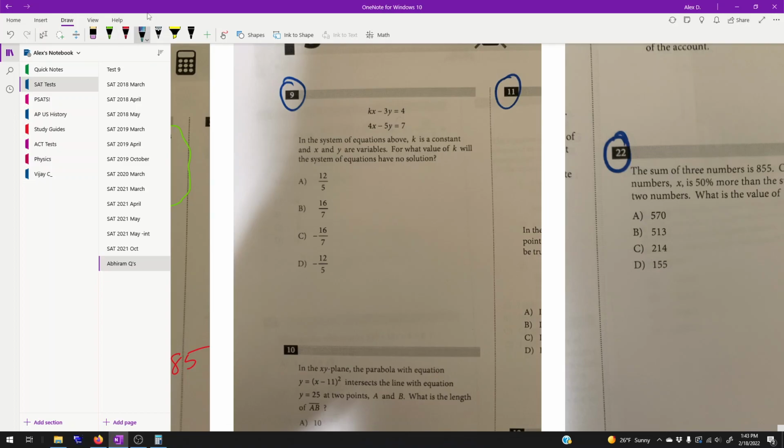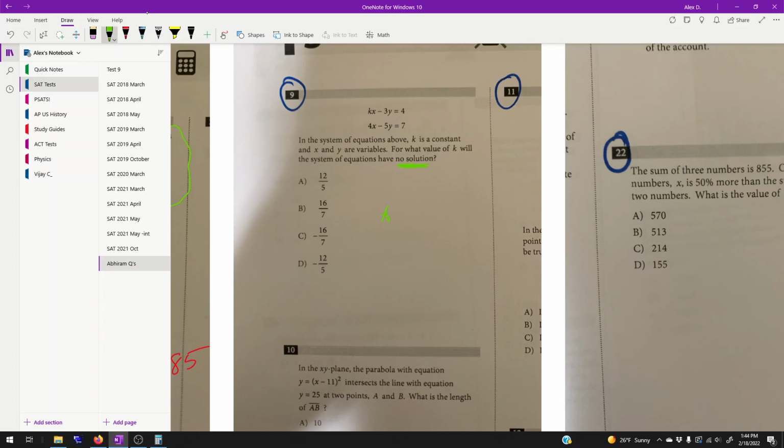The next one here, let's see how blue looks. Oh, yeah. It's the rainbow color. All right, the next one here: what value of k will the system have no solution? The no solution is the indicator here of what we should be doing. If two linear functions, and these are indeed linear functions, have no solution, that means they have the same slope. Always name what kind of function you're working with and identify key terminology. Linear functions have no exponents, and no solution means they have the same slope.